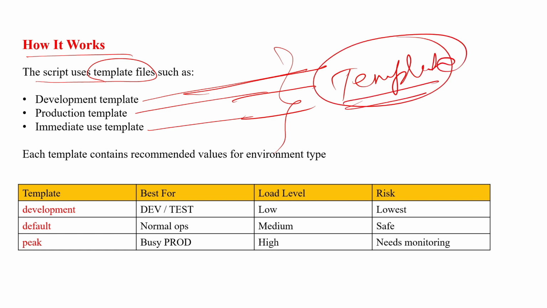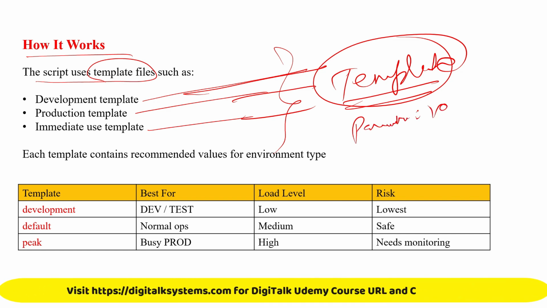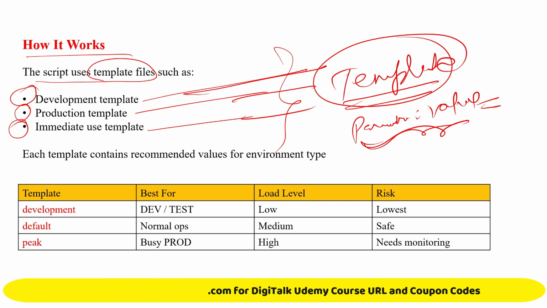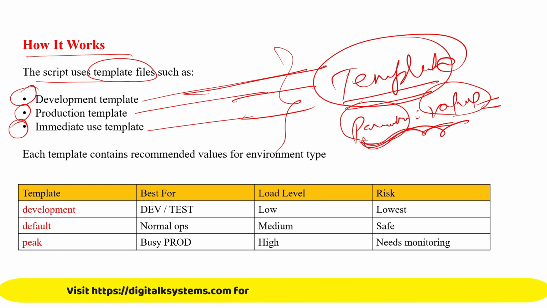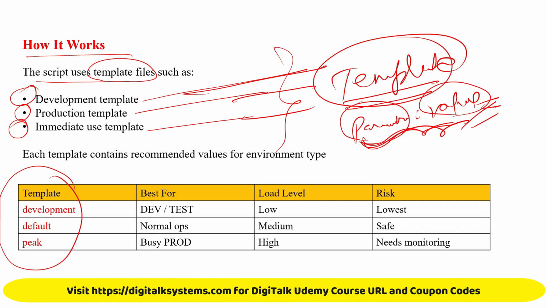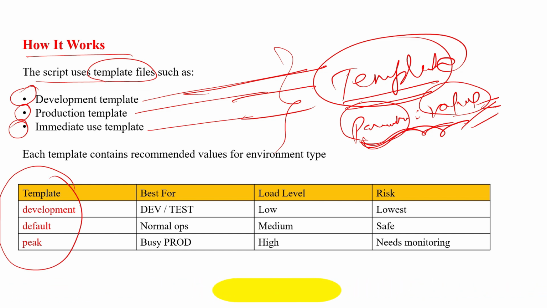This template file contains each and every parameter and the corresponding value. So if it is a development environment template, the parameter value will be different. If it is a production or maybe some immediate use template, then the value will be different. So you will see some different parameters for different templates according to the environments, and the corresponding values will be different.